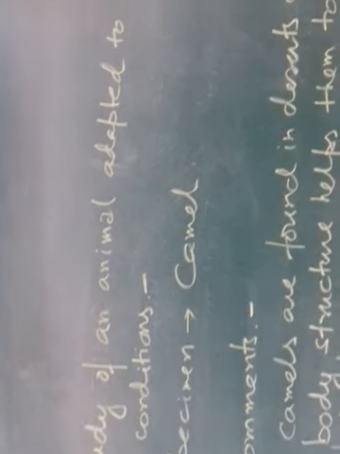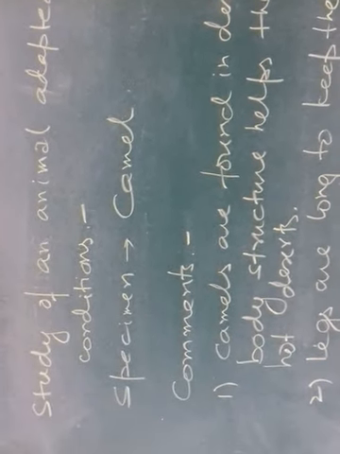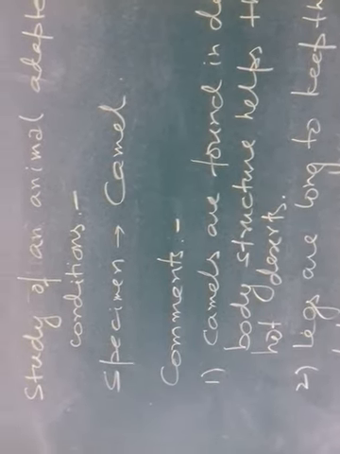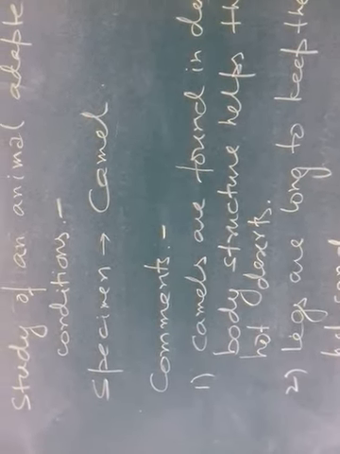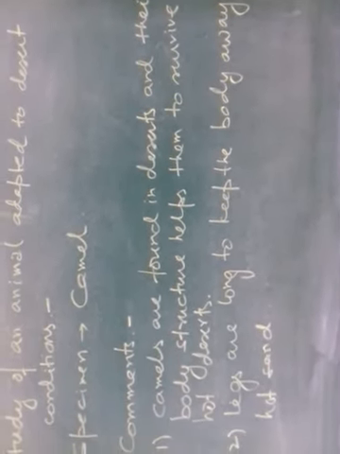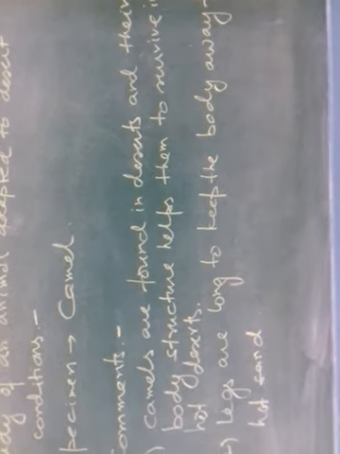So you can see the topic we are going to study is the study of an animal adapted to desert conditions. The specimen is camel. Then you write in the same order. Okay, you have to write in the form of comments. The first comment is camels are found in deserts and their body structure helps them to survive in the hot desert. So usually one-humped camels are found in hot deserts.